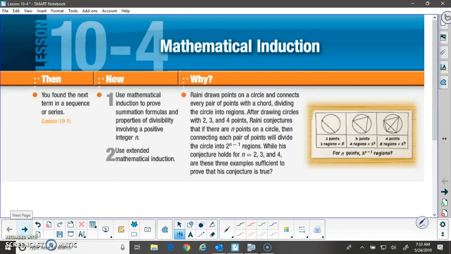Lesson 4 of Chapter 10 is on mathematical induction. This is a method of proving something to be true.